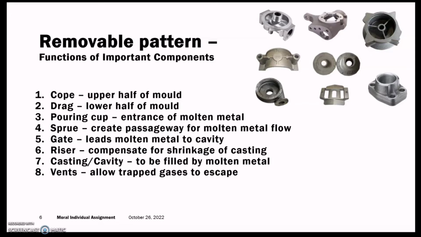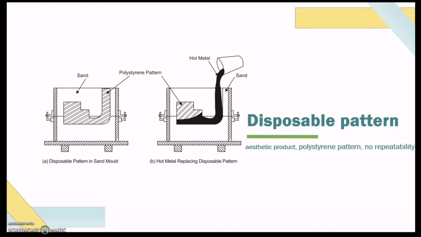Casting or cavity: the empty space to be filled up by molten metal to form the casting. Vents or vent holes allow trapped gases to escape and prevent them from traveling back to the casting, to avoid any bubbles formed on the casting surface.